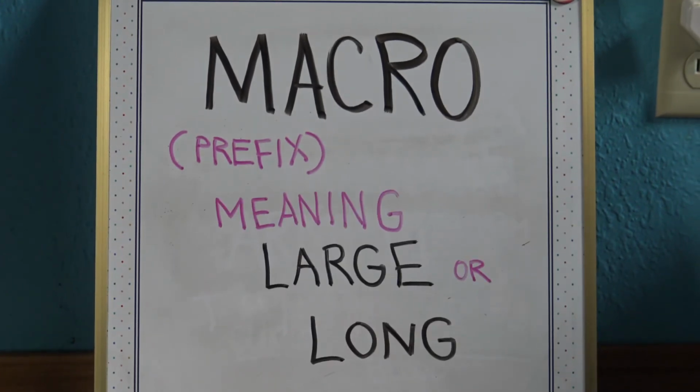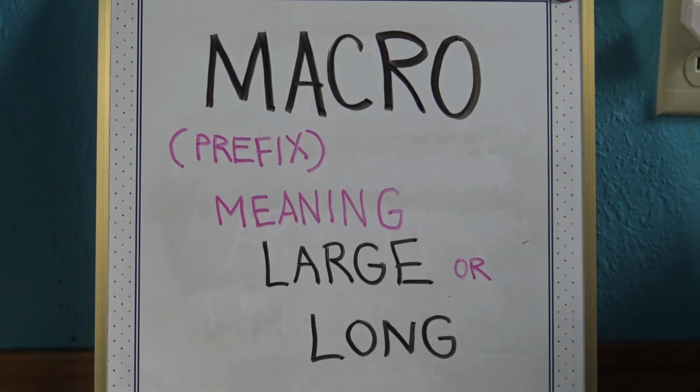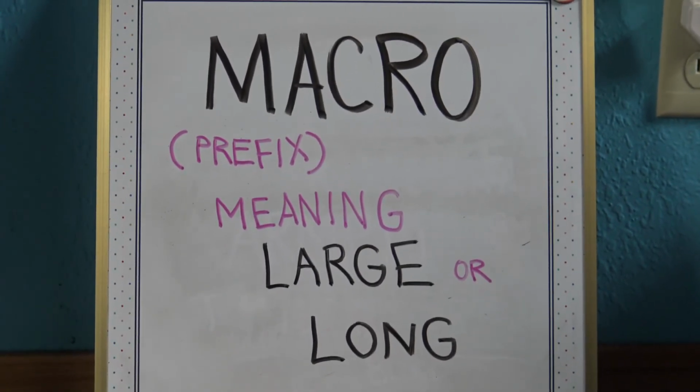Macro. Macro is a prefix, so the beginning of a word, and the meaning is large or long. So like macrobiotics, macrocephaly, macroglossia. Macro is a prefix, so it's the beginning of a word, and the meaning is large or long. So like macrobiotics, macrocephaly, macrocytic. So macro is a prefix which means large or long.